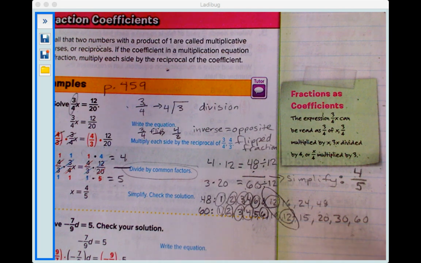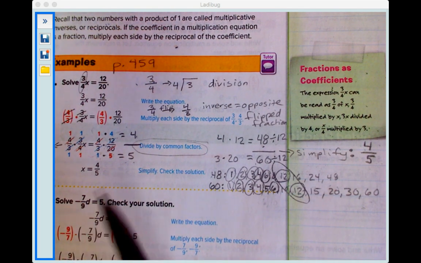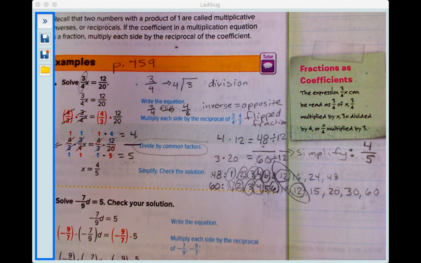That was just example 3. Let us look down at example 4. Again, we are still on page 459.